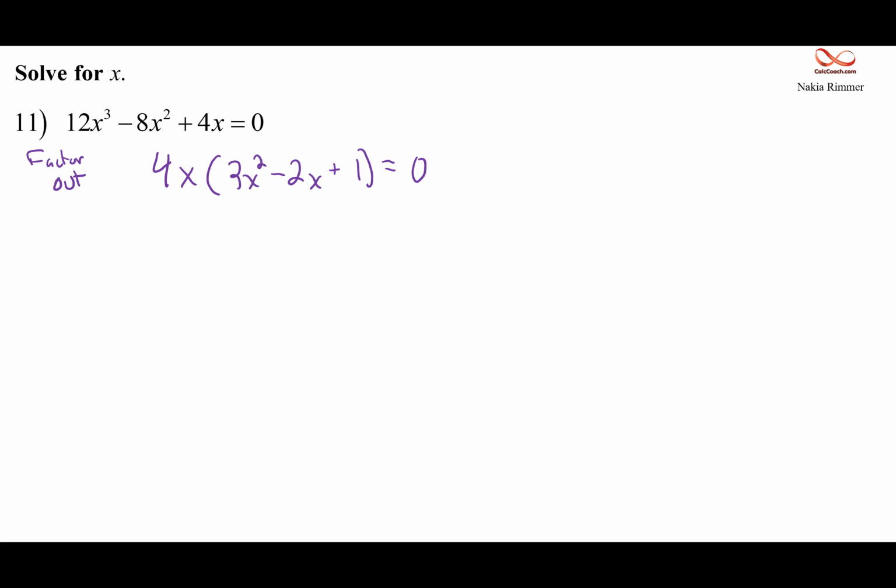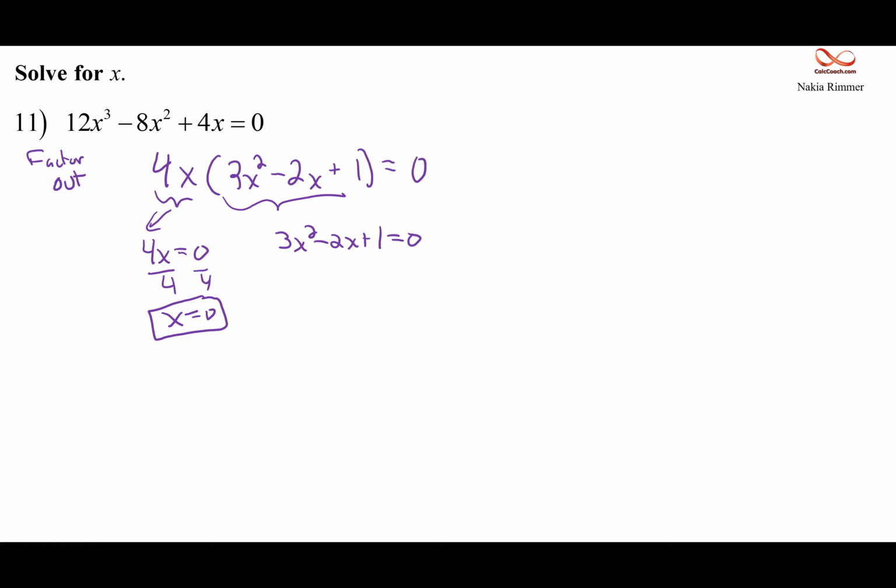So we're going to say that either 4x is equal to 0 or the quadratic is equal to 0. And so dividing by 4 gives us the fact that x is equal to 0 as one of our answers. Look at the equation, plug a 0 in. For sure, that's going to be a true statement. And now we go to solve the quadratic.